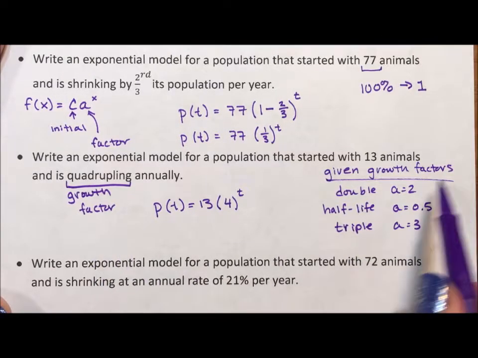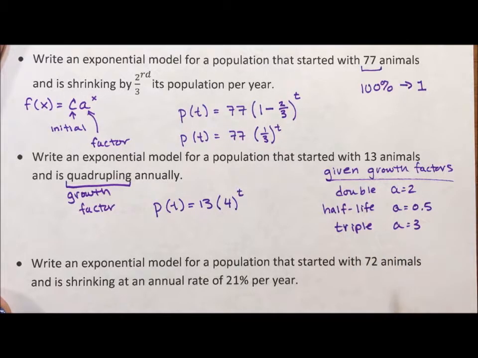You are often just given the growth factors, and when it's given to you, you don't need to alter it. You don't need the 1 plus, you don't need the 1 minus, you don't need anything else. You are just given the number to use in the parentheses.